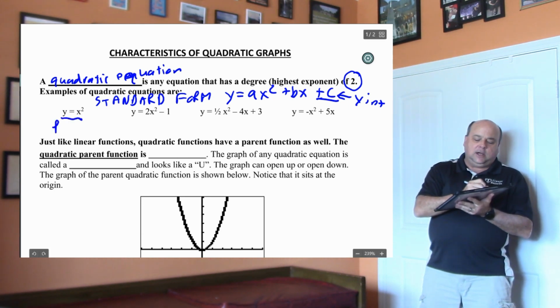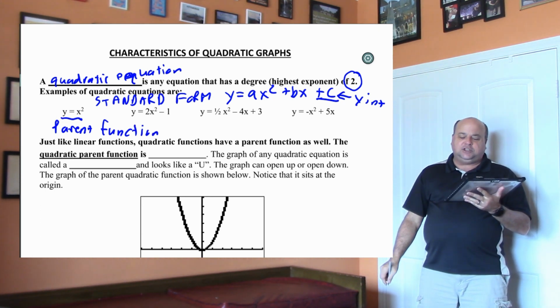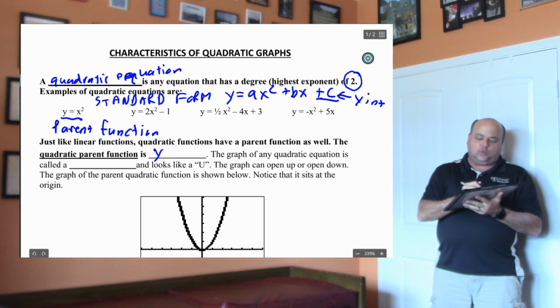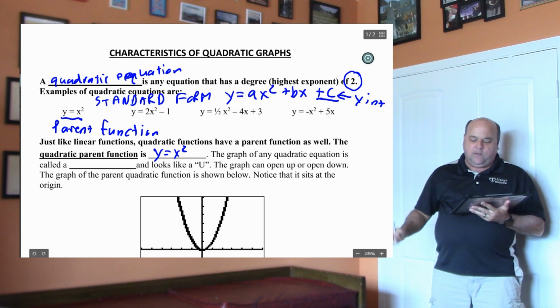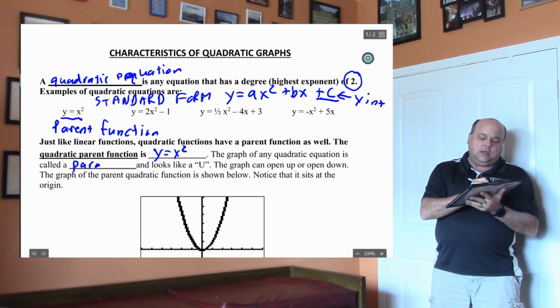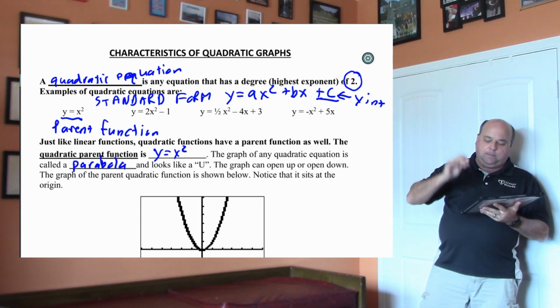This right here is the parent function. Just like linear functions, quadratic functions have a parent function as well. The quadratic parent function is y equals x squared. The graph of any quadratic equation is called a parabola. It's not a "parabola." Most people, the first time they say it, would say "parabola." It is called a parabola.